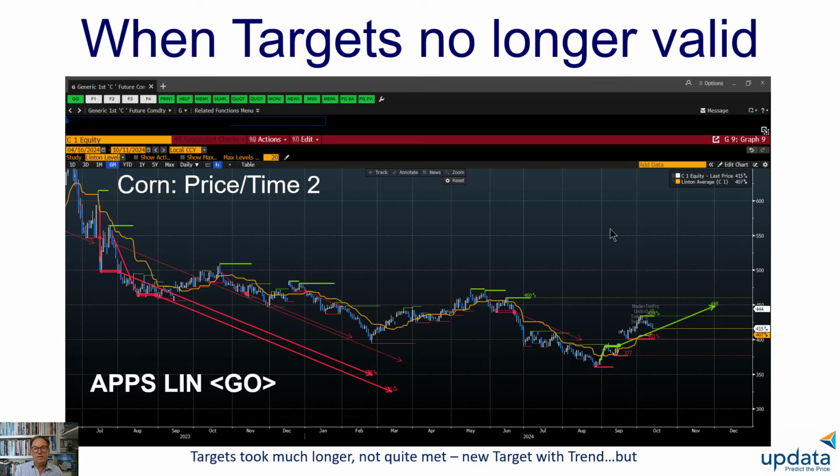When a target is no longer valid, this is quite an interesting one. This is corn, got downside targets. We've got our trend. We're in a new uptrend here. We've got a new upside target. A lot of time has passed. Probably we would wait for new thrust targets to the downside rather than looking back to those old targets. 350 was the target level. We nearly got there. You could probably say that target was as good as met. We now look to this new upside target, noting that we do have resistance, strong resistance, just below where that target is at 448.